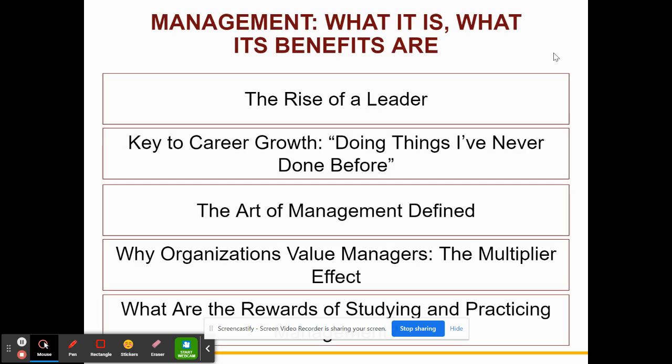Okay. Next slide. Management, what it is, what its benefits are. The rise of a leader. Management and leadership are synonymous with one another. It's really difficult to manage individuals without being a leader, and we'll find through this chapter, and really through the course in general, that not all leadership styles are the same. And I think you all understand that, right?